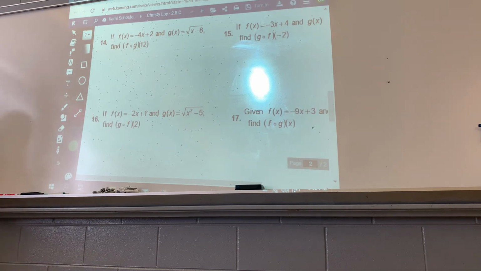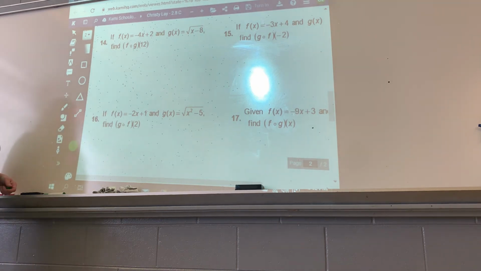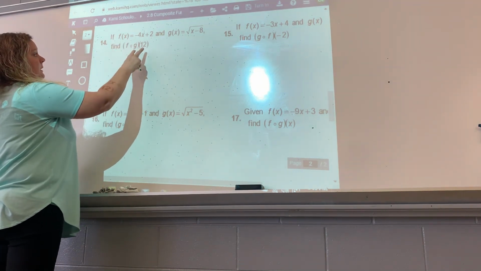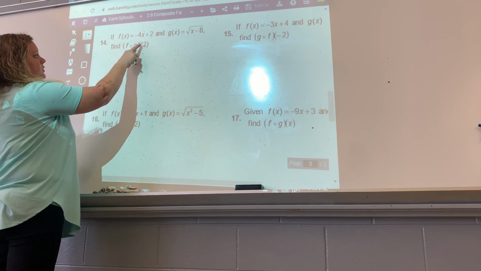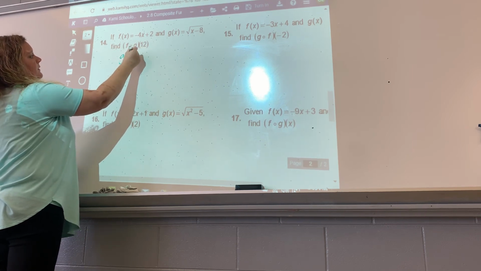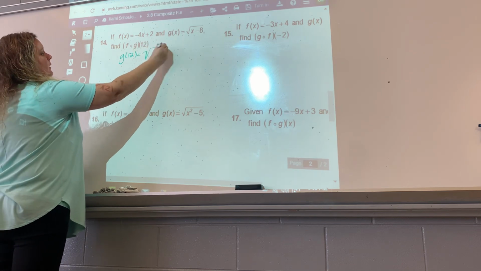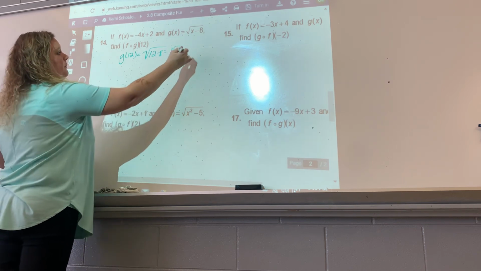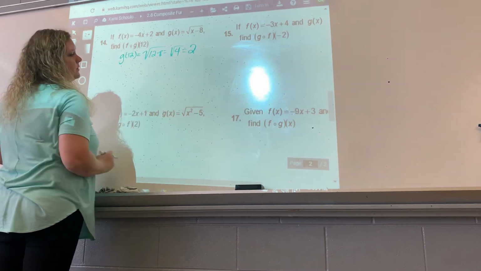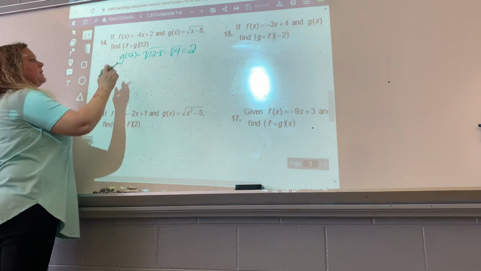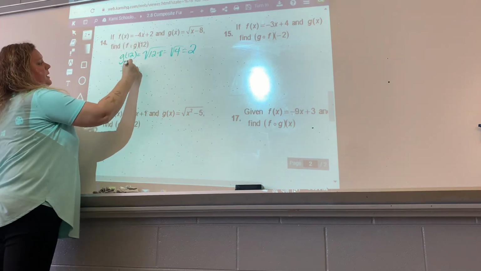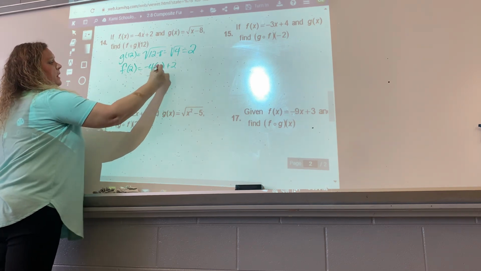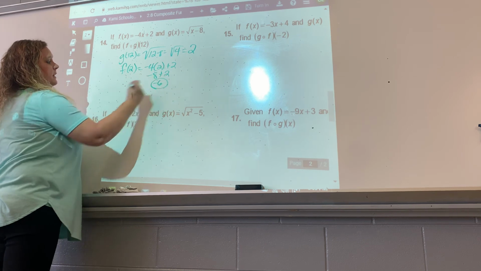Let's work one of these that are more difficult. Let's try maybe 14 and 16. So I'm going to take f of g of 12. So I'm going to take g of 12. I'm going to take the g equation and plug in 12. So I need to know what g of 12 is. So the square root of 12 minus 8. 12 minus 8 is 4. What is the square root of 4? 2. Now I'm going to take that and plug it into the f equation. So now I'm finding f of 2. So -4 times 2 plus 2. -8 plus 2 is -6.